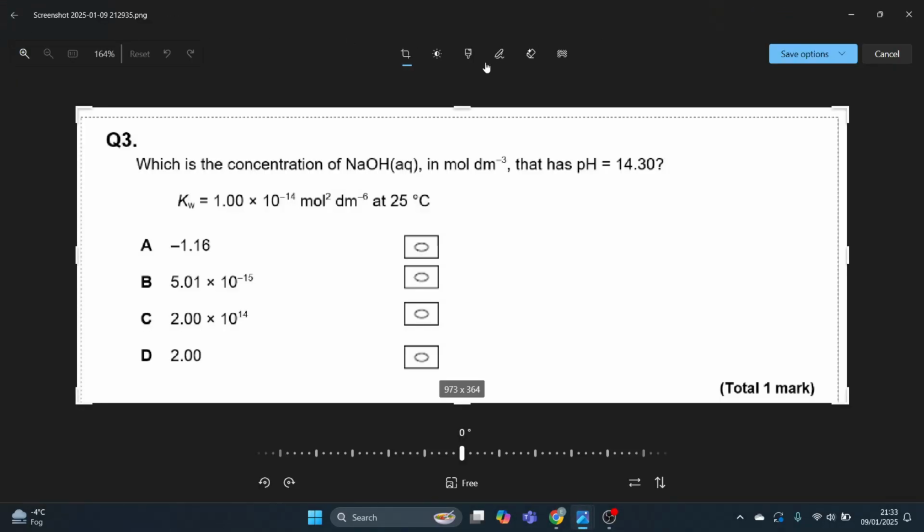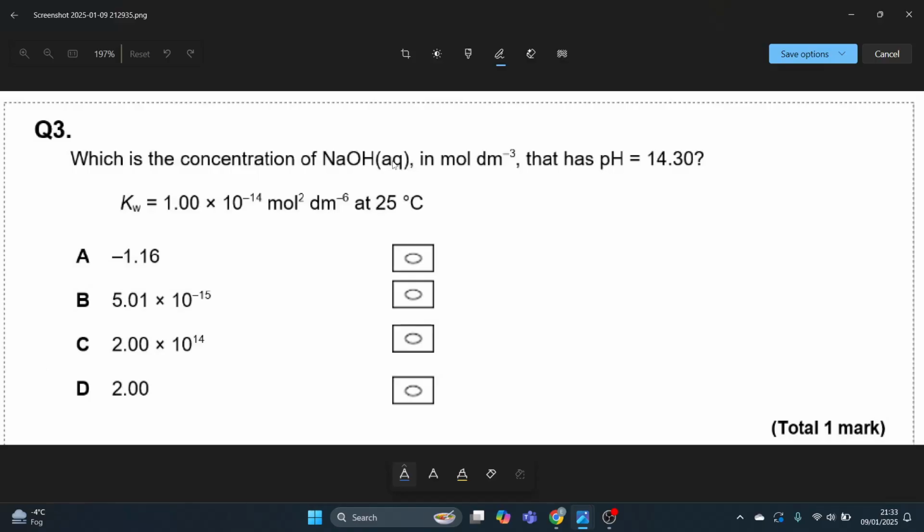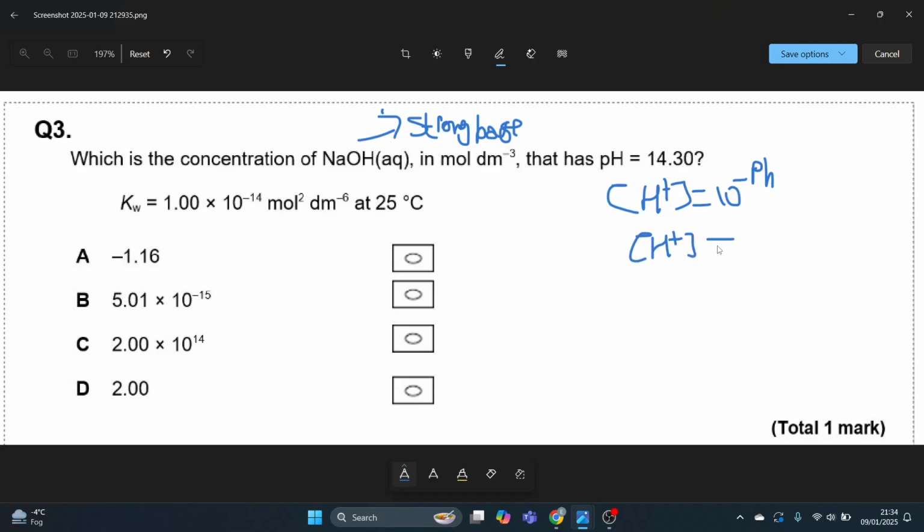Question 3. What's the concentration of sodium hydroxide? Sodium hydroxide is a strong base. It has a pH, and Kw is given. So first things first, I'm given the pH, so I can use concentration of H plus ions equals 10 to the power minus pH. Concentration of H plus ions equals 10 to the power minus 14.30.